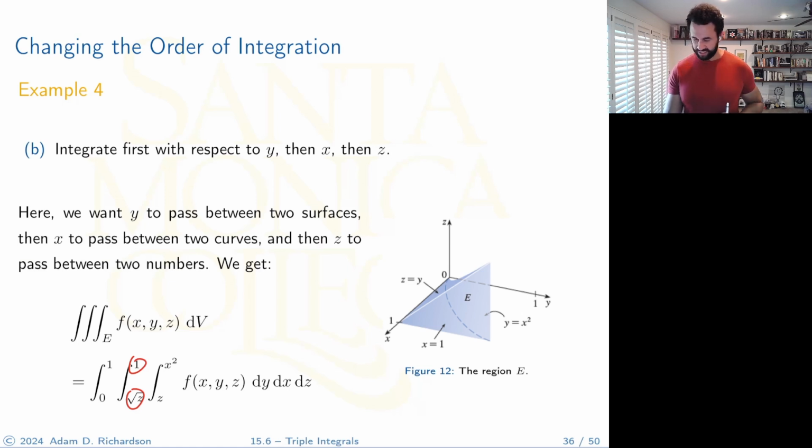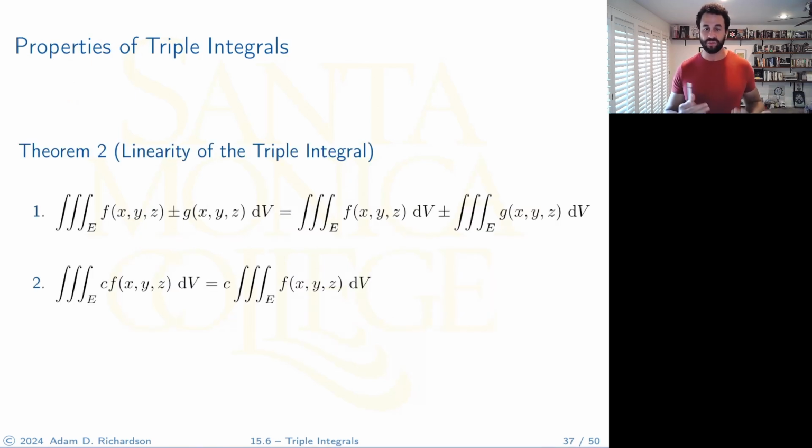Now we're going to talk about some properties of the triple integral. Good news is the properties are the same ones that you saw before. So here we go. First, we have linearity of the triple integral. The multiple Riemann integral is linear. So these properties just hold for any number of variable integrals.